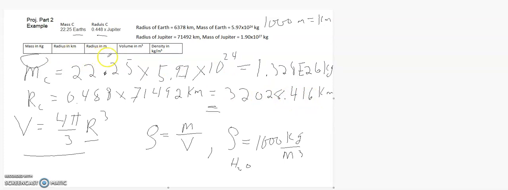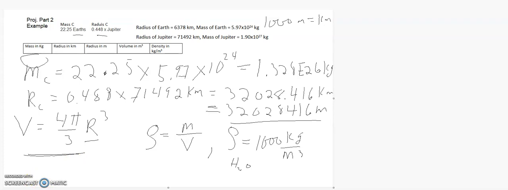Now I need to know the radius in meters, so you simply multiply this number by 1,000. All that does is move this decimal place 3 places to the right. So this becomes 32,028,416 meters. That's why I went 3 places past the decimal. So that's what I'm going to use in the volume equation. I'll do that in just a moment.